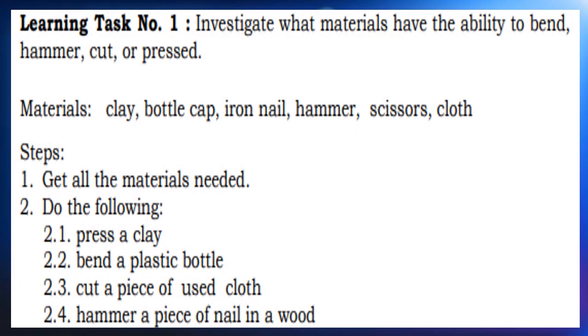So after we tackled our lesson, this is now the time for you to do the activities. For learning task number 1, you have to investigate what materials have the ability to bend, hammer, cut, or press. The materials are clay, bottle cap, iron nail, hammer, scissors, cloth. Here are the steps. First, you have to get all the materials needed.